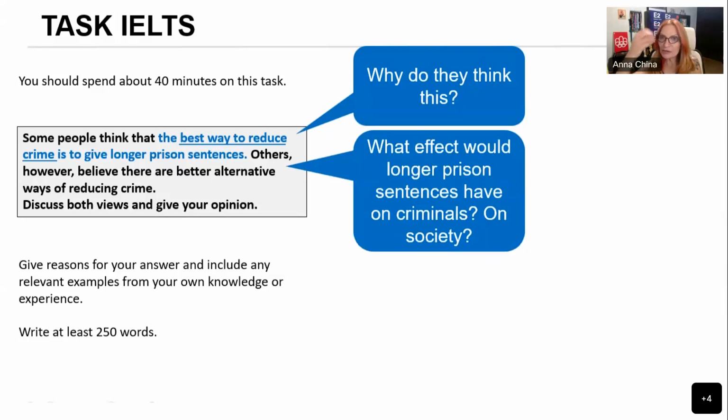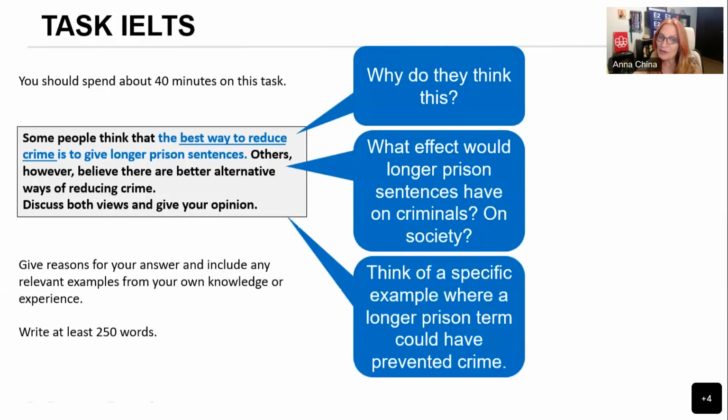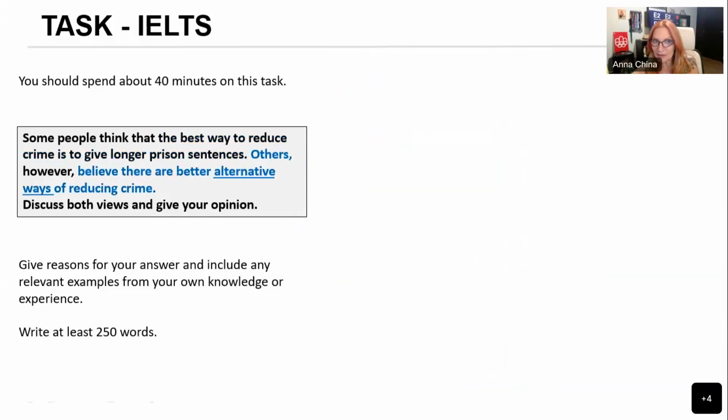The best way to generate ideas is asking yourself questions. Every time you ask yourself a question, you come up with an answer. That's an idea that you will use in your plan. Think of a specific example where a longer prison term could have prevented crime. The mindset of a student for planning, you teach the student this mindset. You convince him somehow, and as he practices, he will learn the value of planning.